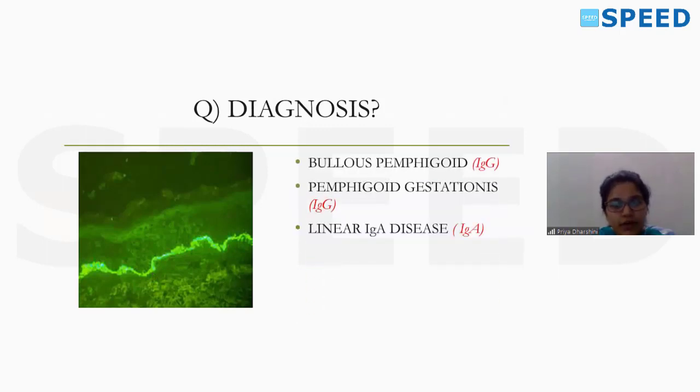Depending upon which antibody is being deposited, you can diagnose the condition also. If IgG is deposited, then it can occur in both bullous pemphigoid and pemphigoid gestationis. If IgA is deposited, then it can be due to linear IgA disease. So with this, we will be able to find out the type of subepidermal bullous disorder, and DIF is a very specific and sensitive investigation to diagnose these bullous disorders.